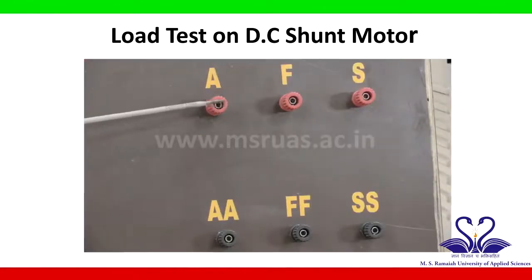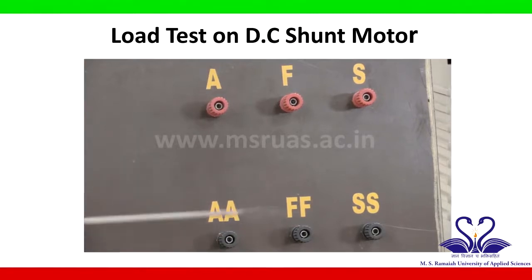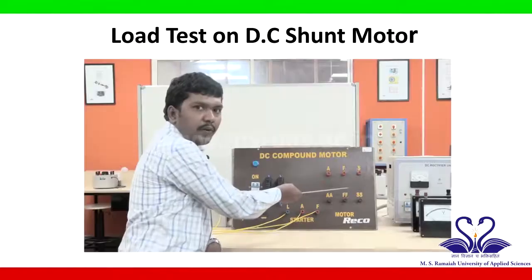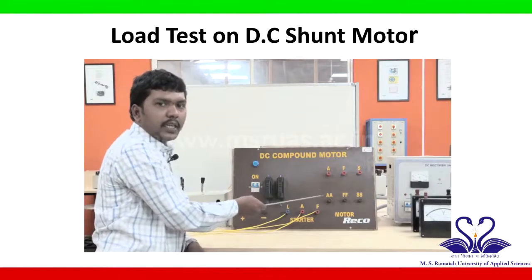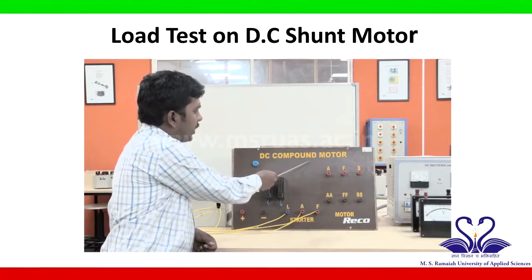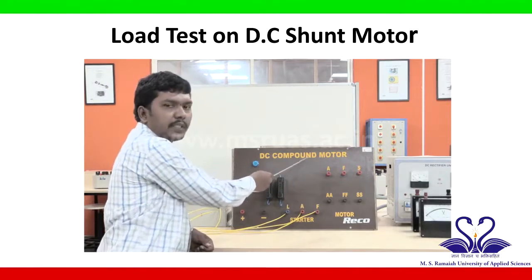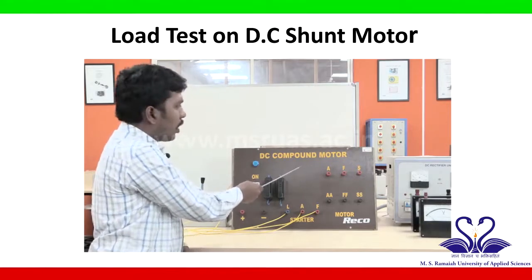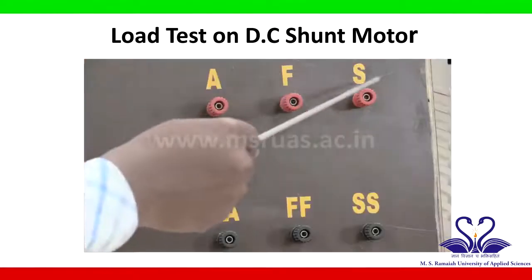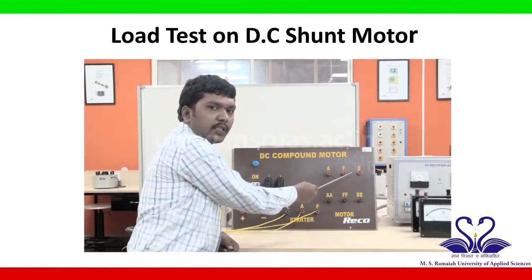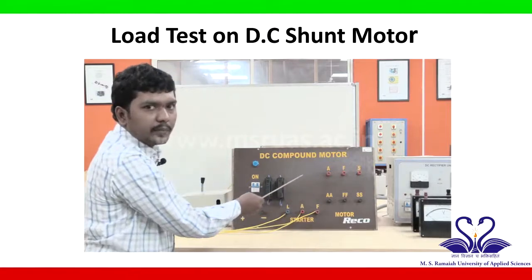Next, it also consists of armature terminals A and AA, field terminals F and FF, and series field terminals S and SS. But here we are going to conduct the experiment on DC shunt motor, but this is a DC compound motor. As I already told, the DC compound motor is a combination of shunt and series field winding. So to do the experiment on DC shunt motor, you have to exclude the connection of series field terminals, that is S and SS. By excluding the series field connections, you have to make the connections. Then it becomes DC shunt motor.